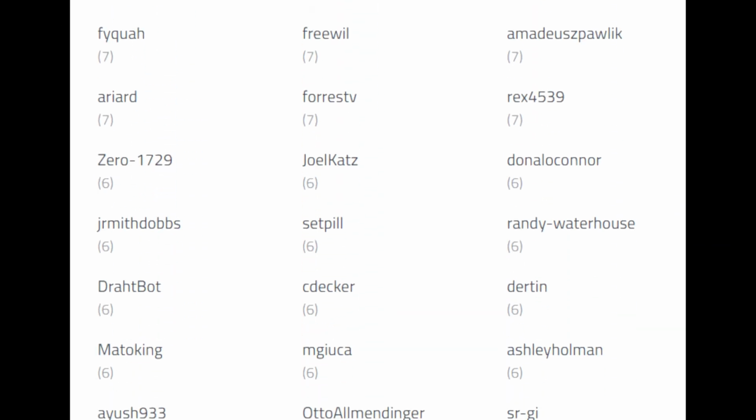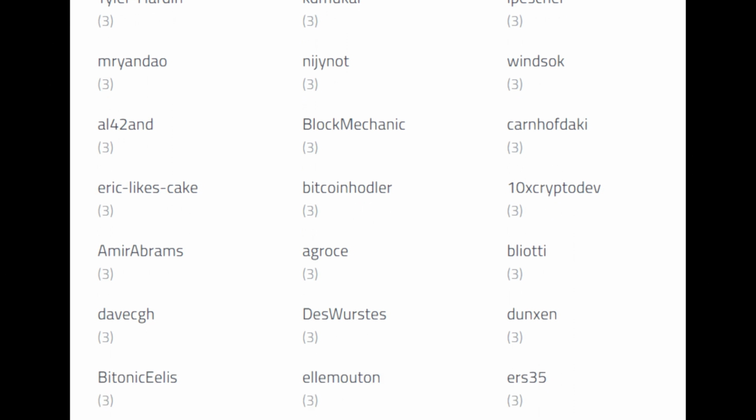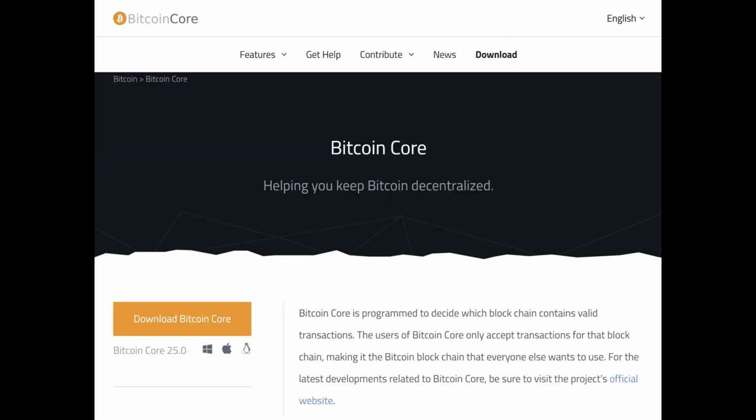Bitcoin Core remains the most widely used Bitcoin client and continues to be actively developed and maintained by a dedicated team of contributors. Development efforts focus on improving scalability, security, privacy, and usability, while preserving the decentralization and trustlessness that are core principles of Bitcoin.